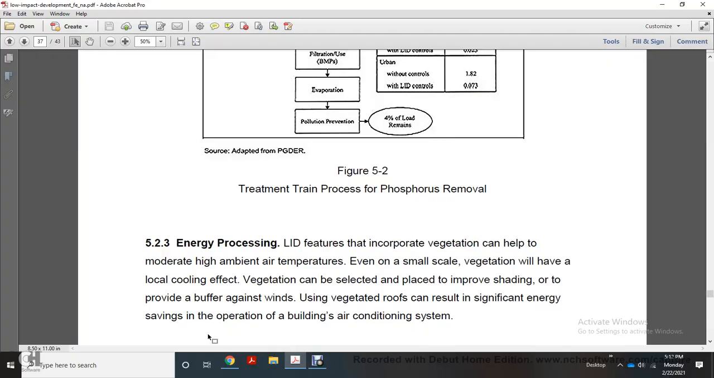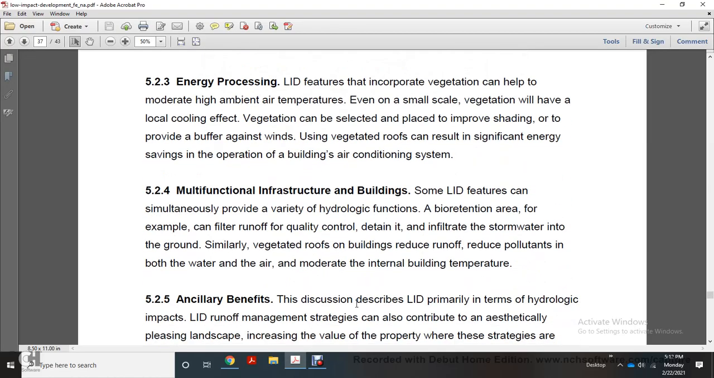Alright, 5.2.3 energy processing. Low impact development features that incorporate vegetation can help moderate high ambient temperatures. Even on a small scale, vegetation will have a cooling effect. Vegetation can be selected and placed to improve shading or to provide a buffer against winds. Using a vegetated roof can result in significant energy savings in the operation of buildings' air conditioning systems.